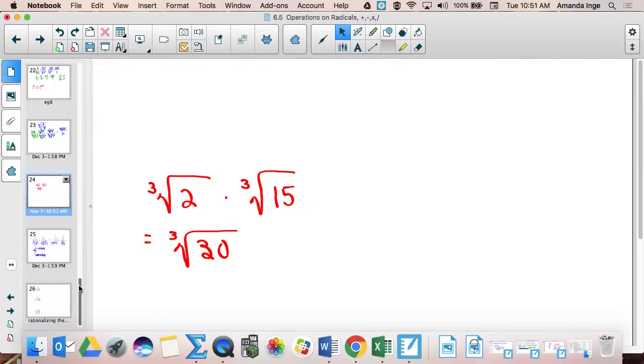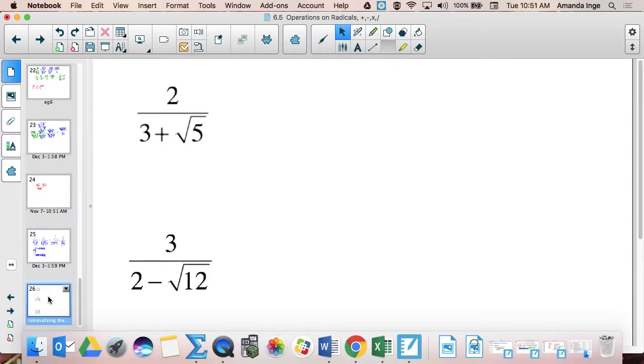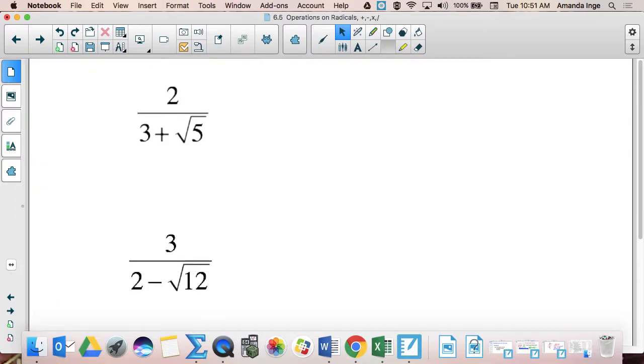Okay. So I have a number of more divisions to go. So I have these two examples.